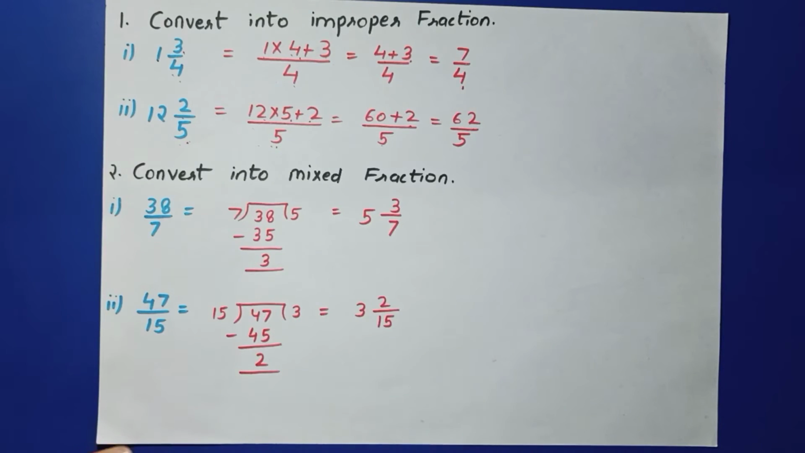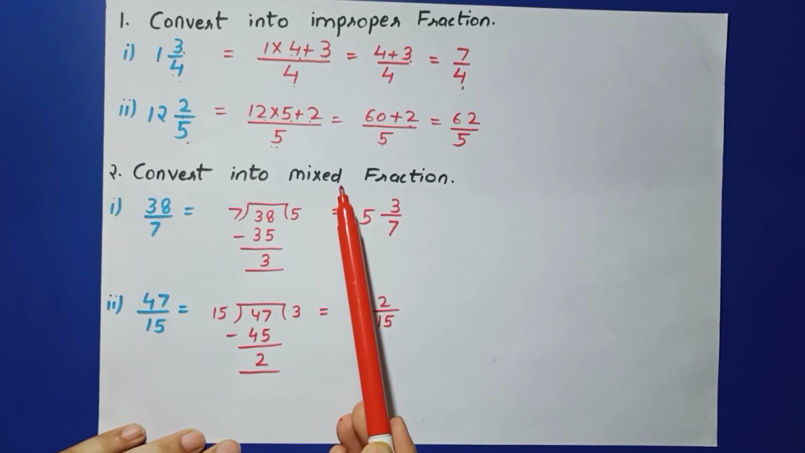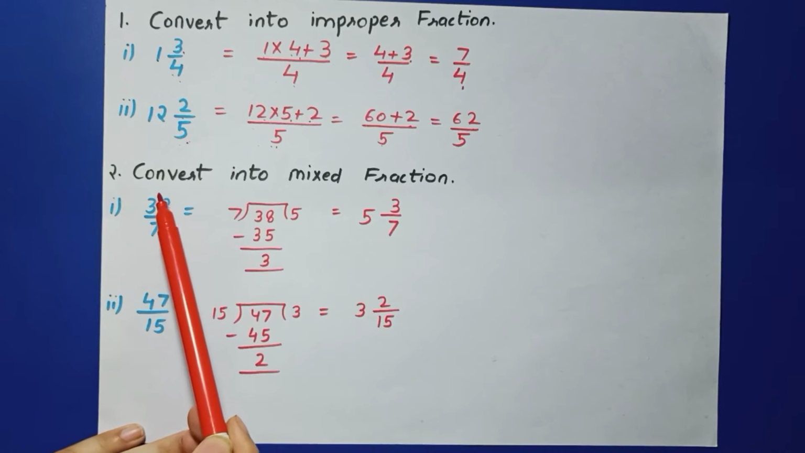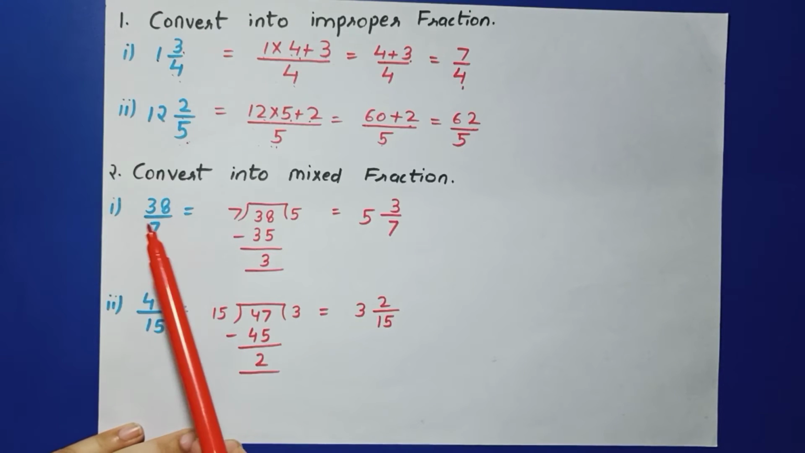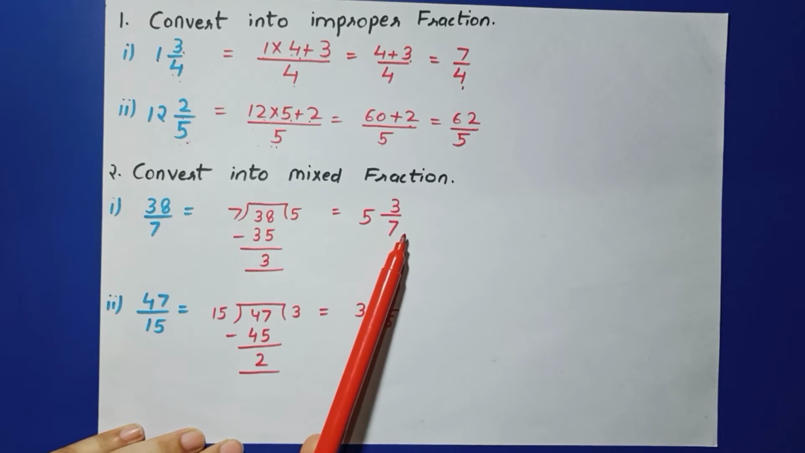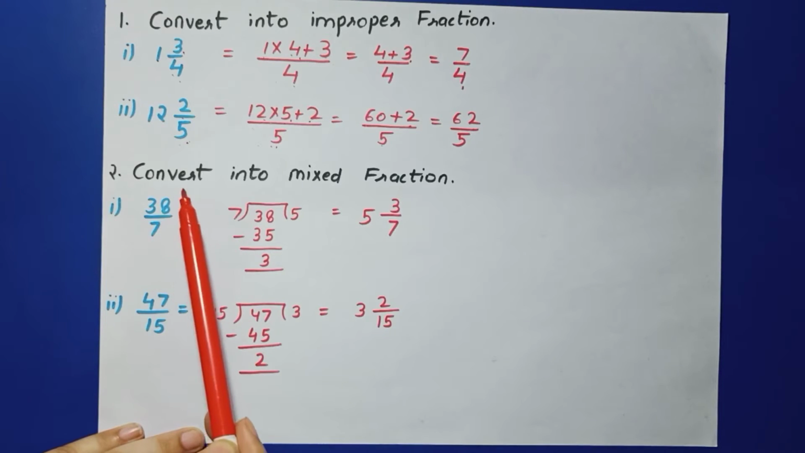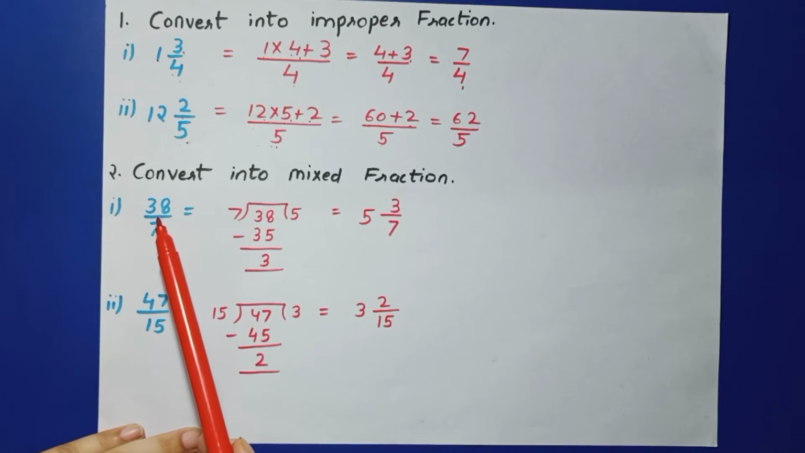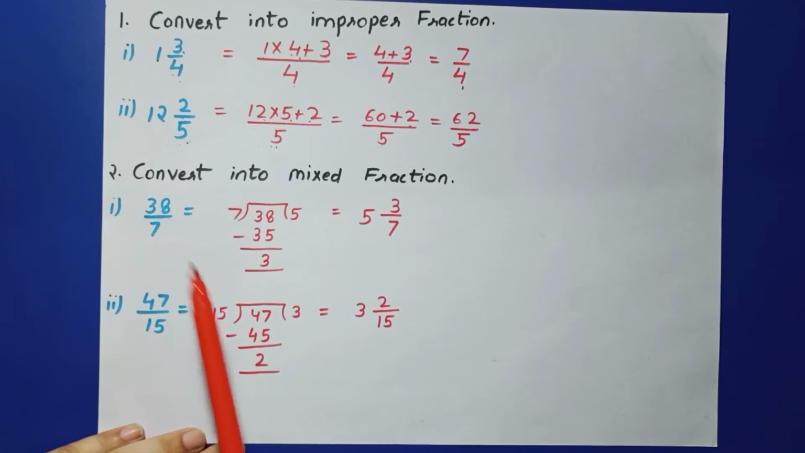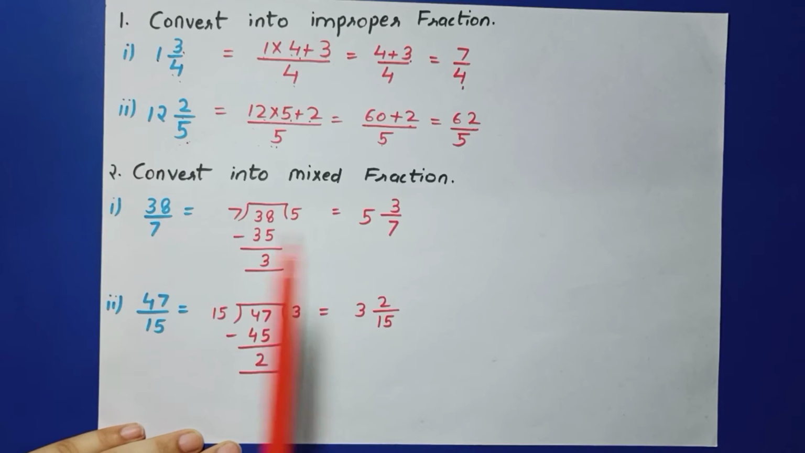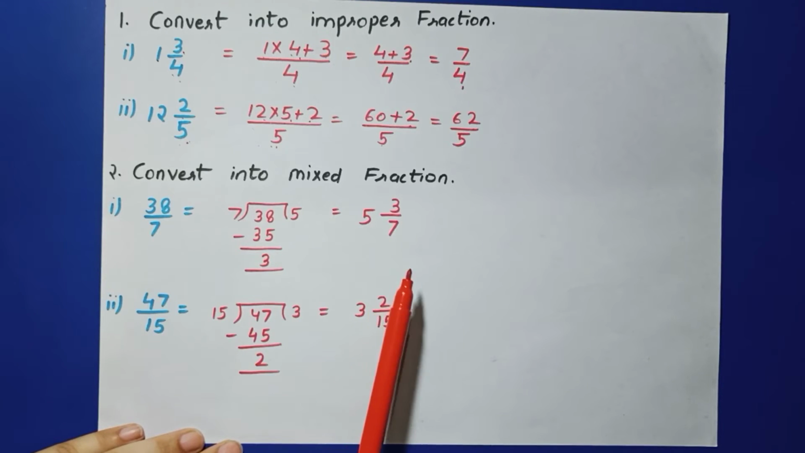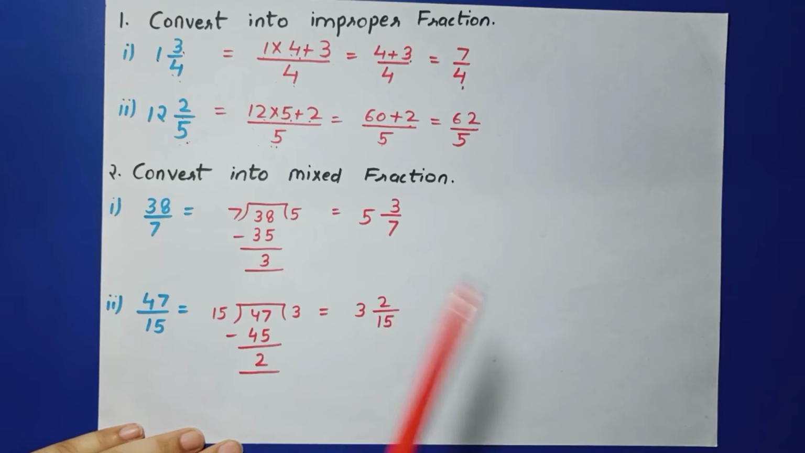Starting with the next question, where we have to convert into mixed fractions. These are improper fractions which we have to convert into mixed fractions. These are improper fractions. Why? Because the numerator is greater than the denominator. Only improper fractions can be converted into mixed fractions. We can't convert proper fractions into mixed fractions.